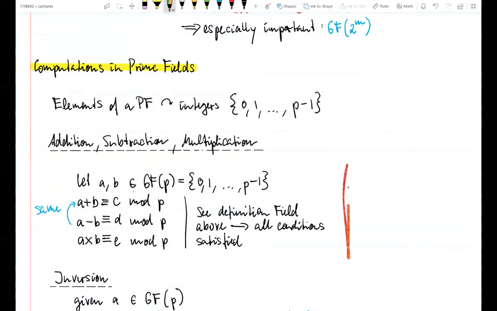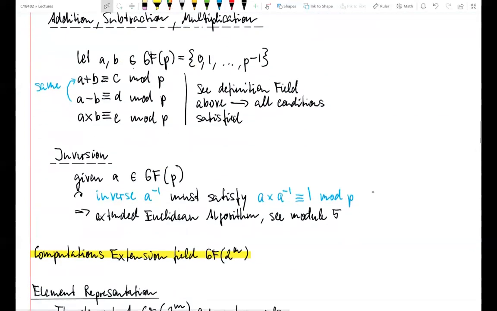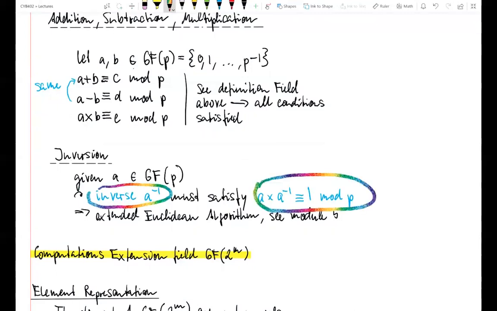All the conditions are fulfilled for groups under addition and multiplication. Okay, so the tricky part is inversion, and given an element A being a member of Galois field P, the inverse of A must satisfy what you already did in the last homework. A times the inverse of A is congruent 1 modulo P.